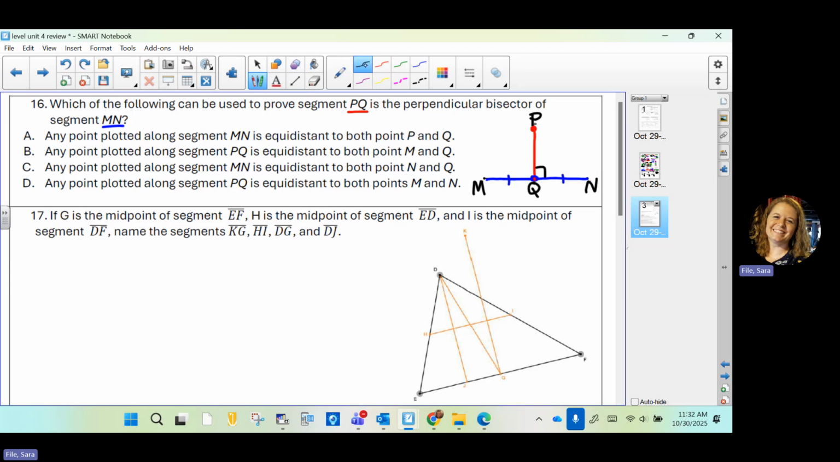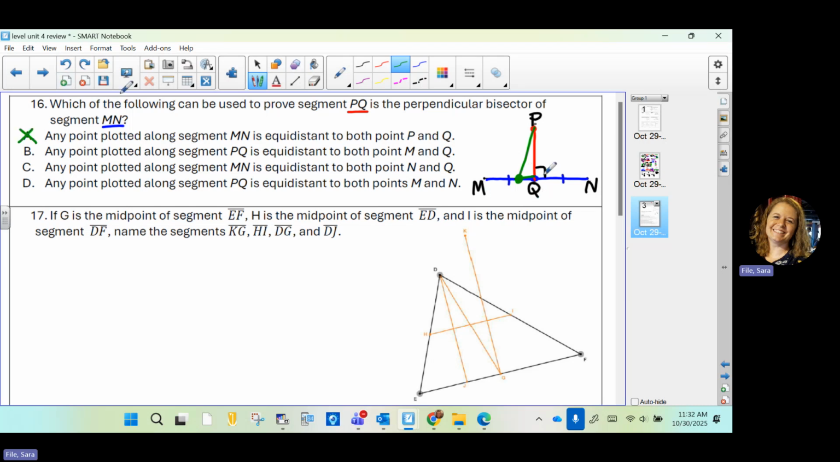So the first one says any point plotted along MN, so that's our blue segment. So I could put a point anywhere on MN and it'll be equidistant. Equidistant means equal distance, so same distance to P and to Q. So would it make sense if I put a point here, this green point? You don't have to draw this, just watch. Would it make sense that that green point is the same distance from P as it is from Q? No, that's not true. No way.